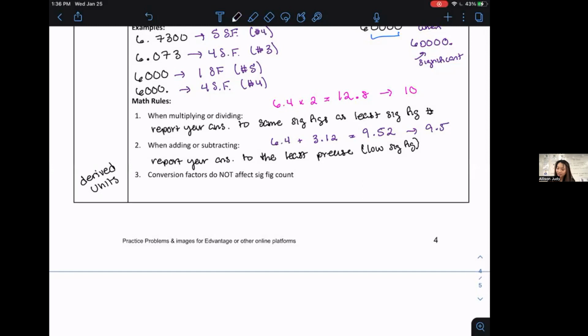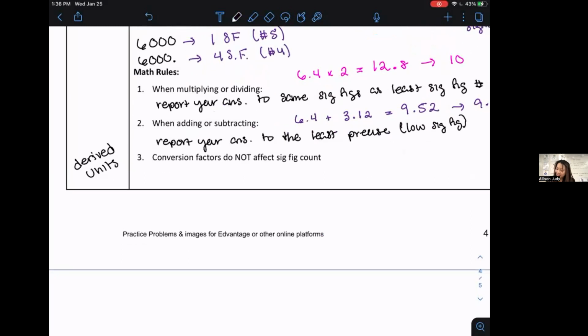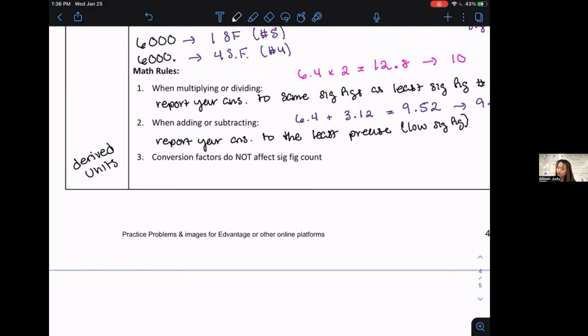So derived units is any time that you see 2 units in 1, so grams per milliliter. That is always, by the way, a potential conversion factor. Any derived unit value is always a potential conversion factor. And by the way, we treat conversion factors usually that have already been established, okay, as not impacting your sig fig count.